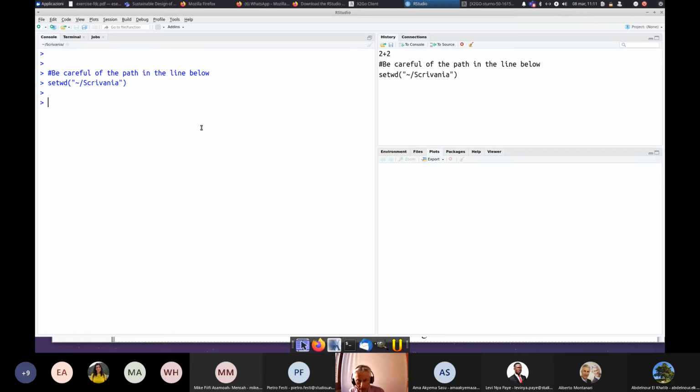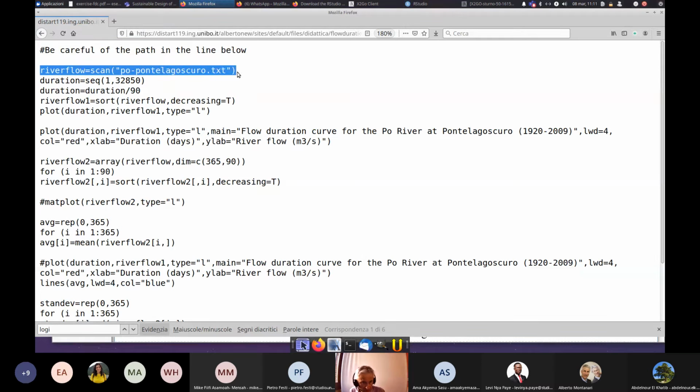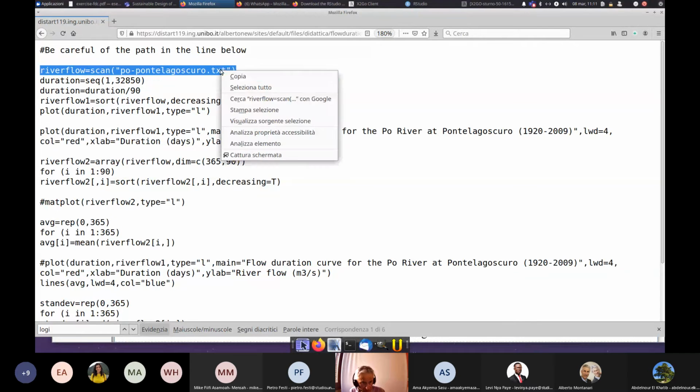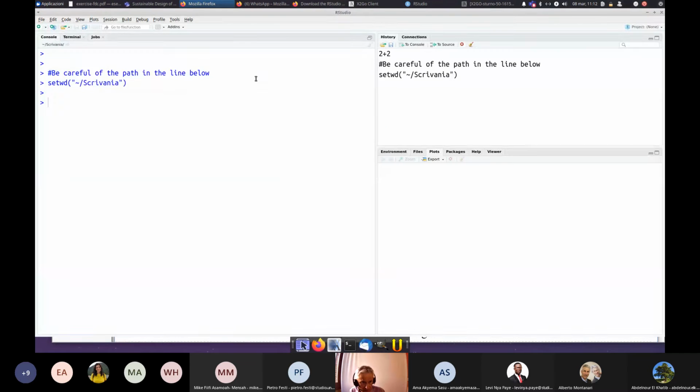Now I go back to the web page to copy another instruction. So this is a scan instruction. Let me copy it with the right click copy, and then let me paste it in the RStudio console. Right, paste. So, for some reason, okay. What is this?